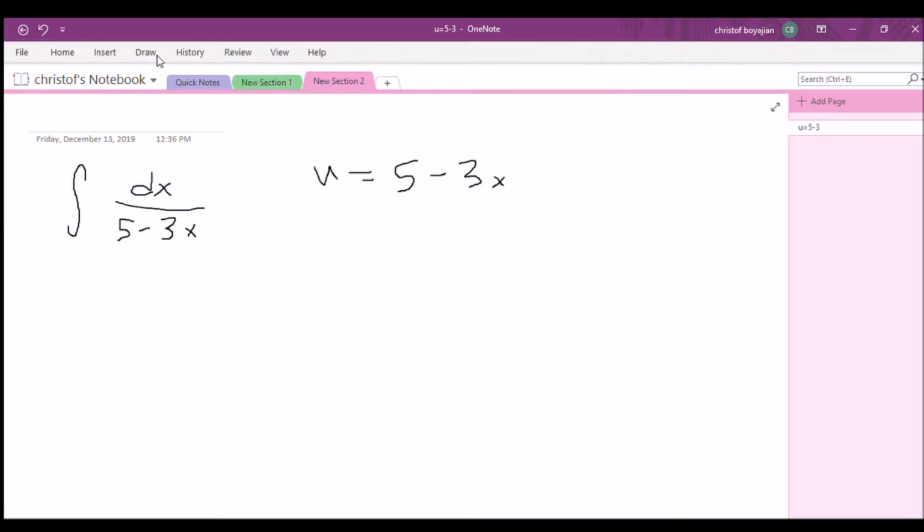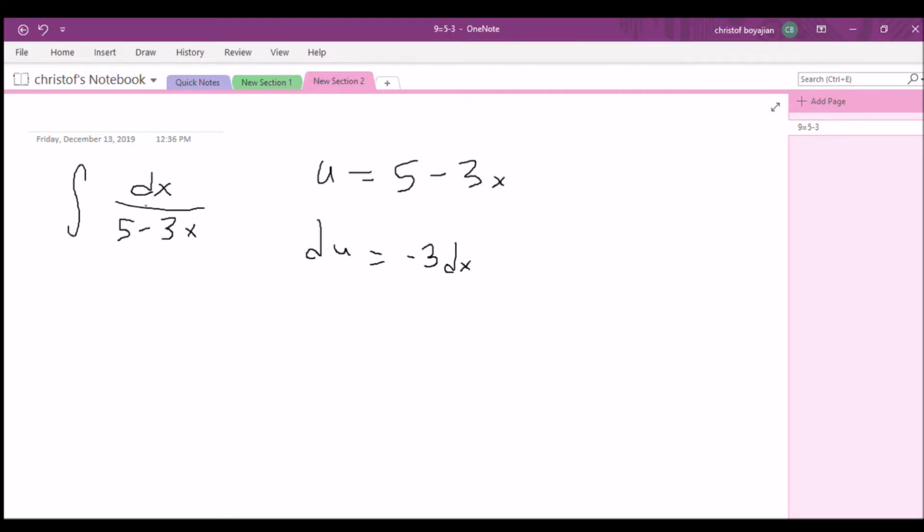Now, this badly written u is going to kill me if I don't fix that. So u is equal to 5 minus 3x. Now, let's take the derivative of this because we want to replace all of our x terms with u. So on the left side we have du, and the derivative on the right side should be negative 3 dx.